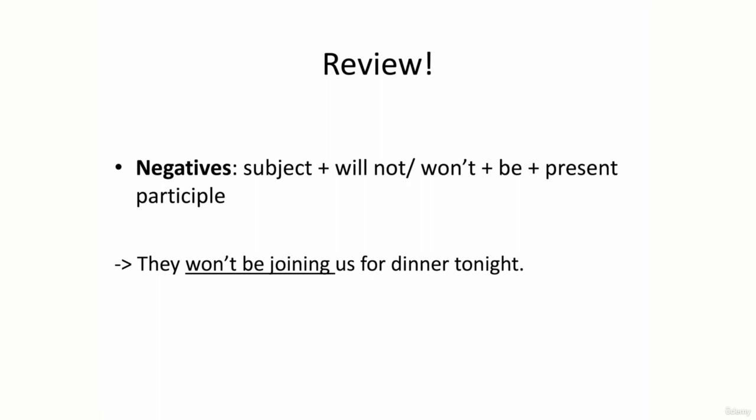To form negative sentences in the future continuous, we use the construction subject plus will not plus be plus present participle. And in spoken and informal English, we can also contract will not to won't. They won't be joining us for dinner tonight.